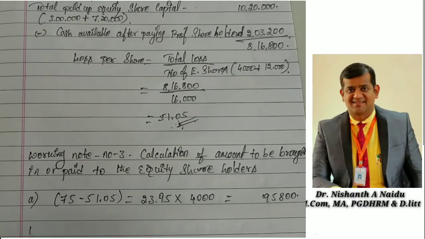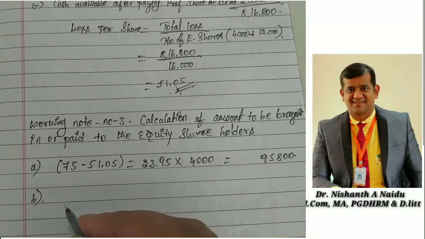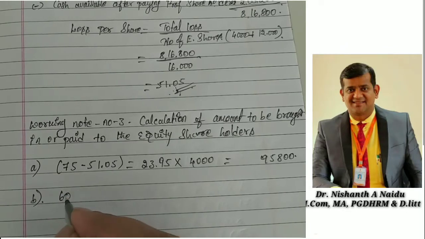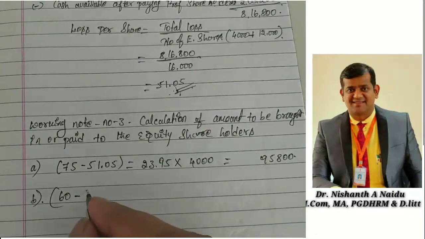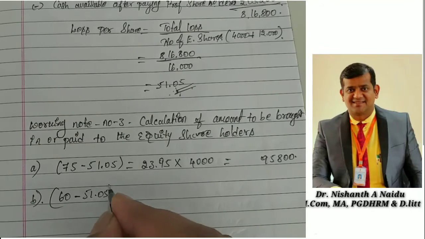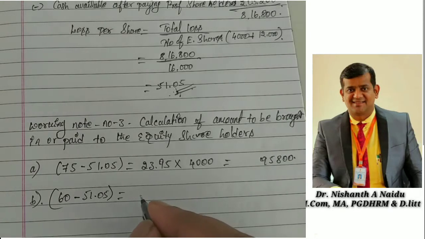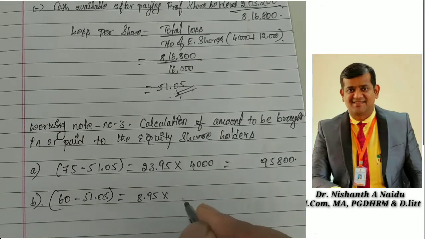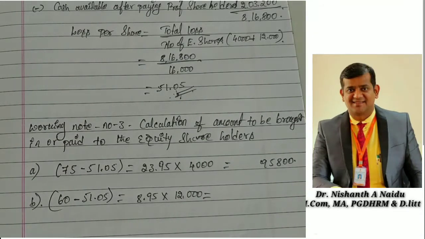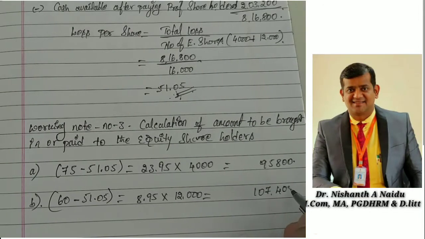95,800 rupees. So next, point B, who have paid 60 rupees. 60 paid, but the loss is 51.05. 60 minus 51.05 comes to 8.95 into how many shares? 12,000 shares. So 8.95 into 12,000. How much do you get? 1,07,400 rupees.